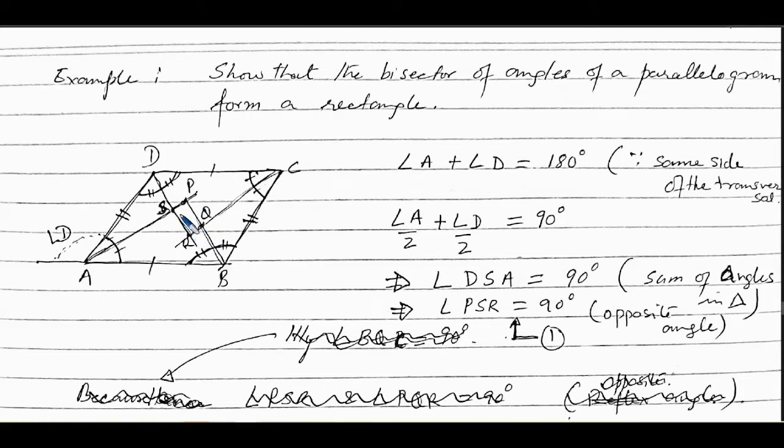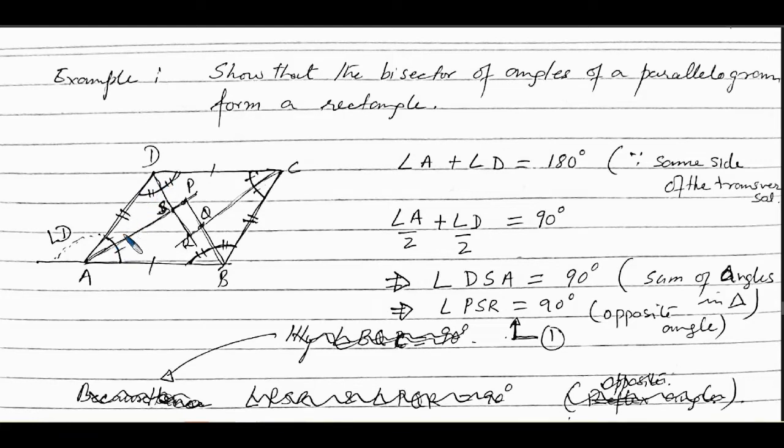So what we have to show is that the angle between them is 90 degrees. If the angle between them is 90 degrees, then it is a rectangle. It is very easy to show. See, take this triangle. Angle D and angle A are supplementary. Sometimes I make a mistake saying complementary and supplementary. Supplementary means two angles that add up to 180. So angle D plus angle A is 180. So half of angle A and half of angle D will be 90.